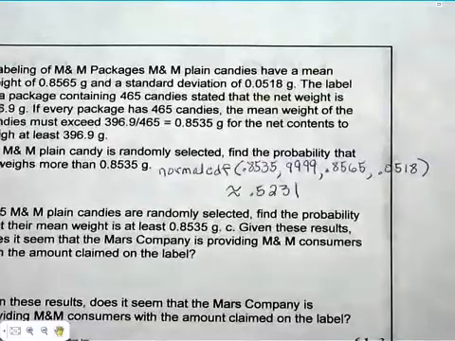All right, let me tell you what it means. We're assuming when we buy a pack of M&Ms that Mars is giving us exactly what they told us, that we're getting our money's worth, that the package is labeled correctly. If the package is labeled correctly, then there's still about a 52% chance that I would get an M&M bigger than 0.8535 or heavier than 0.8535.